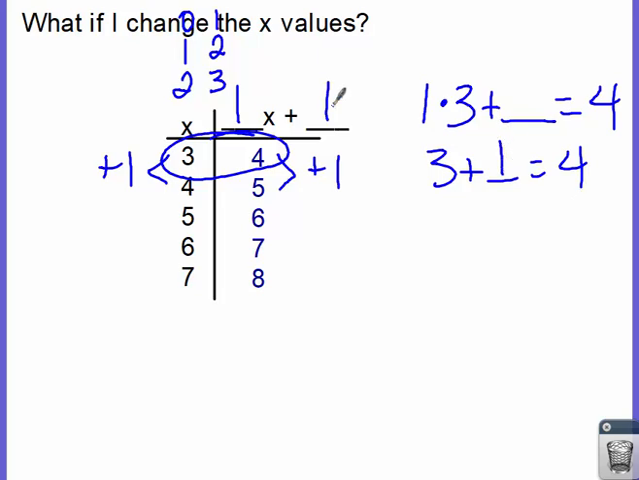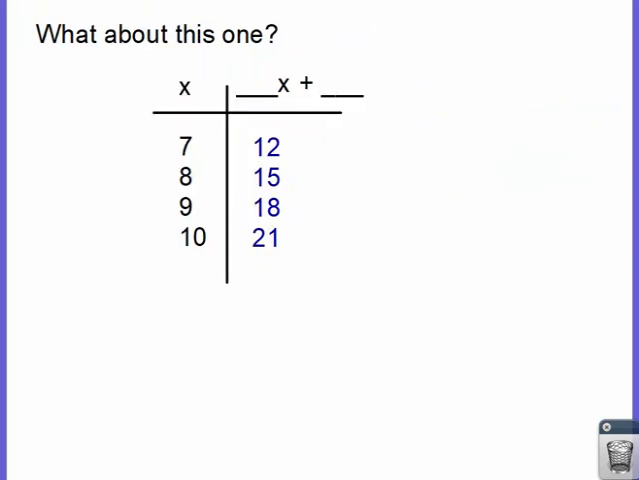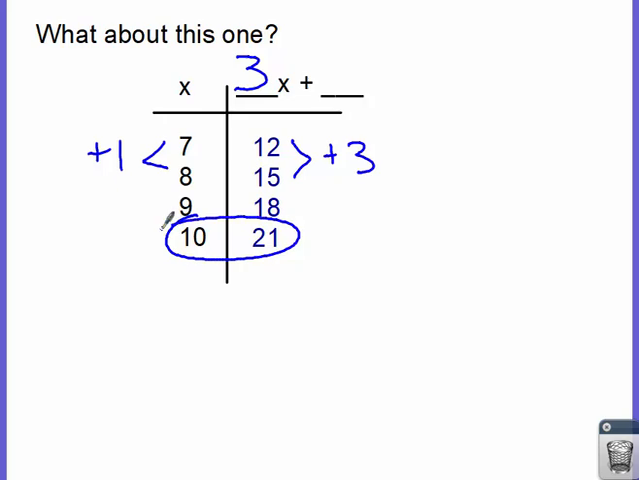So let's try another one like this. So what about this one? Now this one's a little bit further away to find my b value. So I'm going to use the plug-in method in order to do this one. So the first thing I find is my slope. I find my pattern on the right is increasing by 3. My pattern on the left is increasing by 1. 3 divided by 1 is 3. Okay, so what I'm going to do, I'm going to pick a point. I'm going to pick this point right here, this point of 10. I'm going to do 3 times, I'm going to use my x value, plus what will equal 21.